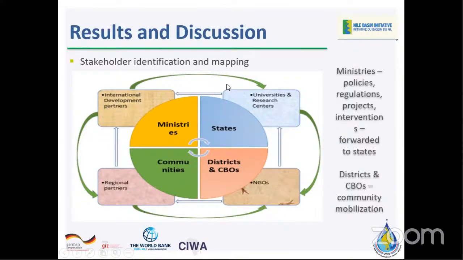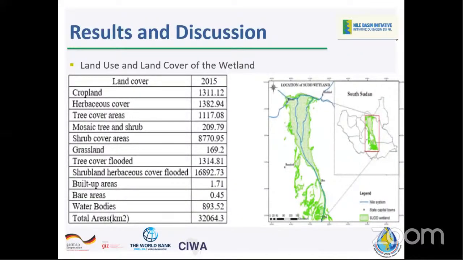We also have institutions at the peripheries, like international development partners, regional partners, NGOs, universities, and research centers. These institutions play their own role in the conservation of the wetland in the form of funding, project design and implementation, and at the same time, capacity building. We also tried to extract the land use land cover map of the wetland. These are the different land uses of the wetland, and the total size of the wetland is about 32,000 square kilometers. We use this as a basis for our valuation.